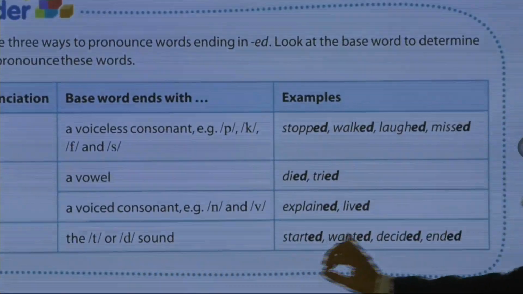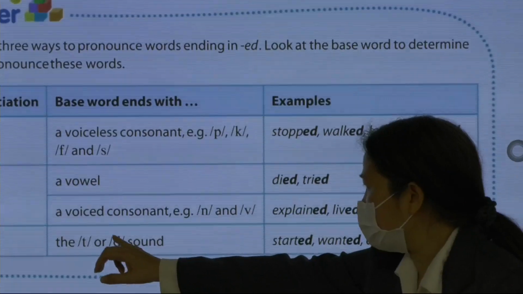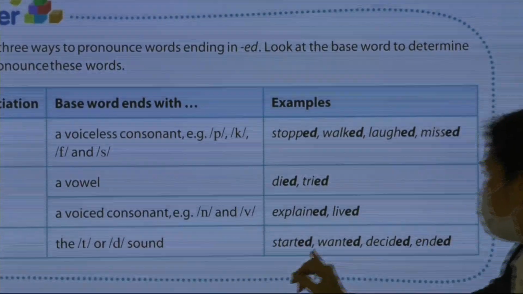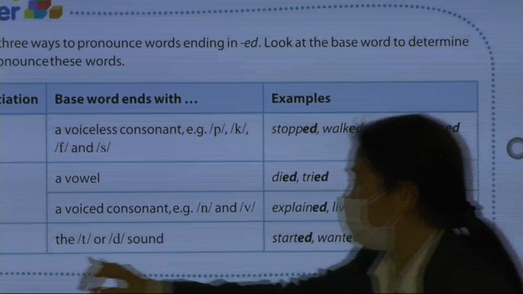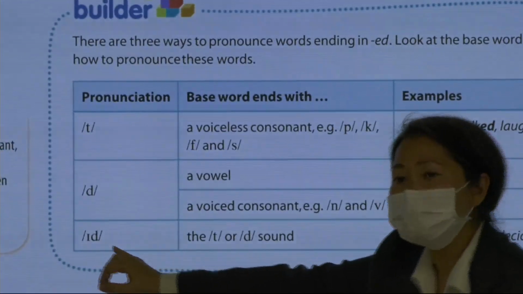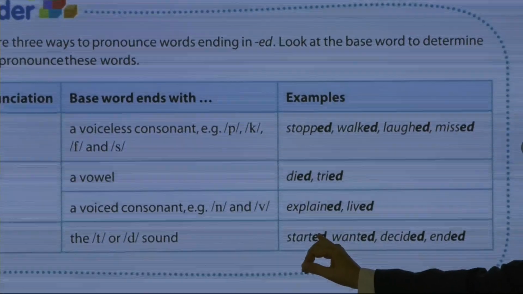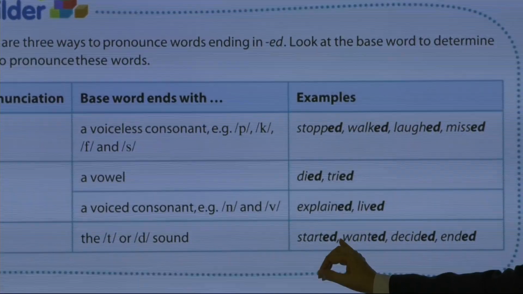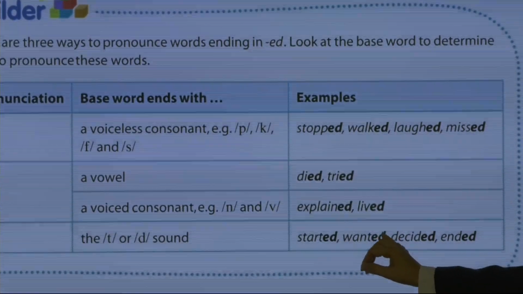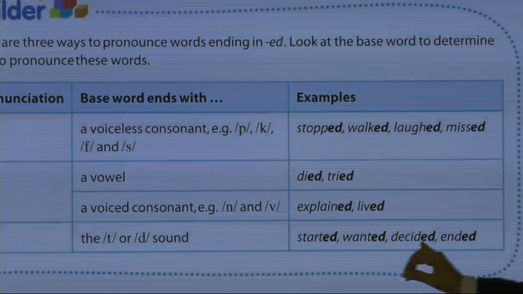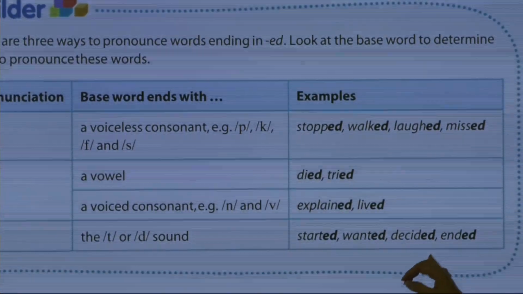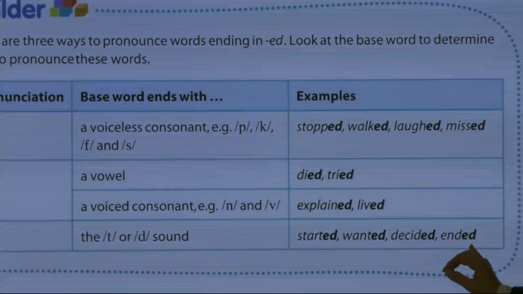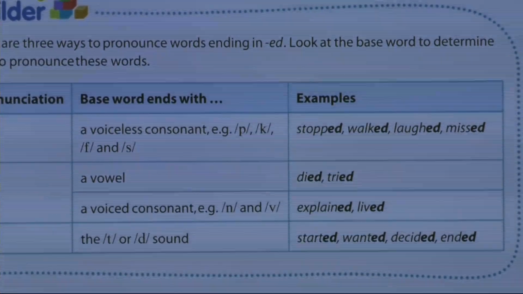And then, if the last letter of the word is T or D, and then -ed, we pronounce it as /id/. So T pronounced as /tid/: started, wanted. And this one, DED, decided, ended.